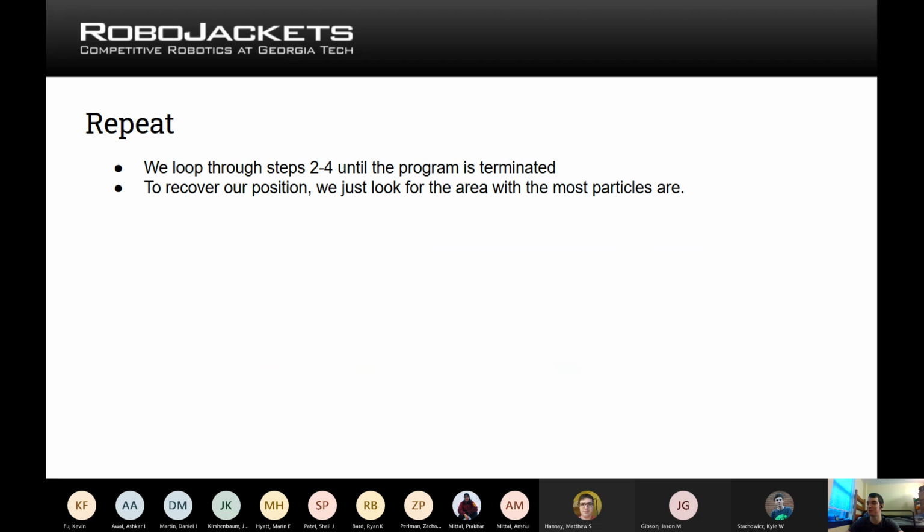Oh, and I said terminated. Here I mean we no longer need a state estimate. There's also sometimes you will terminate a particle filter early if it doesn't converge correctly.